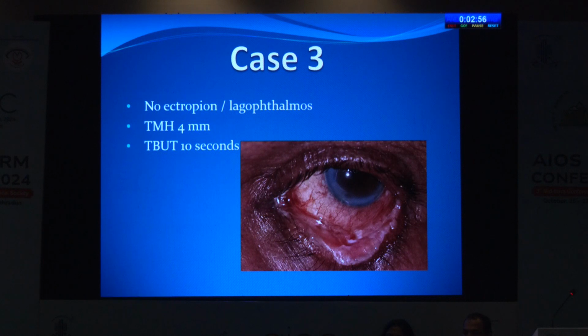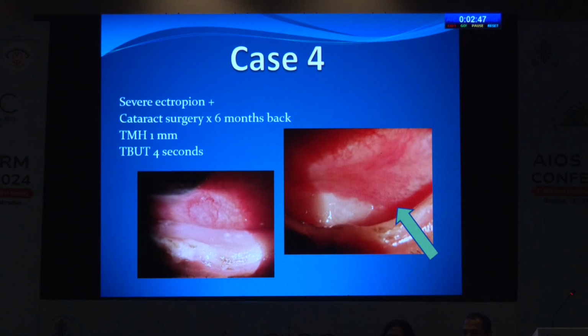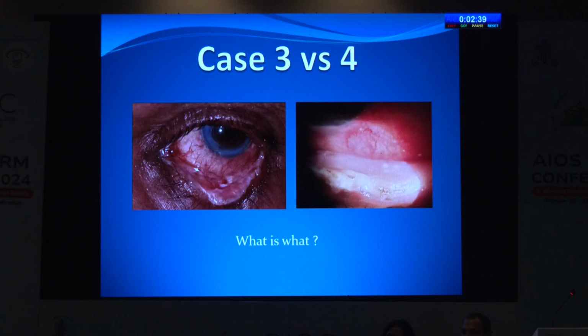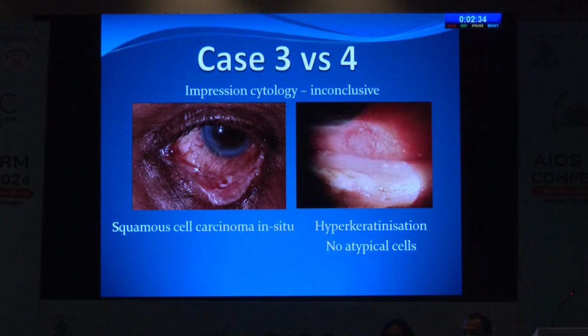So for the third case, the male patient had no ectropion, no lagophthalmos. The tear film was normal. And the fourth patient had severe ectropion and a history of cataract surgery. There was severe dryness and frequent touching of the eyes. So these were our cases. So we went ahead with impression cytology. It was inconclusive in both the patients. So we went ahead with an incision biopsy.